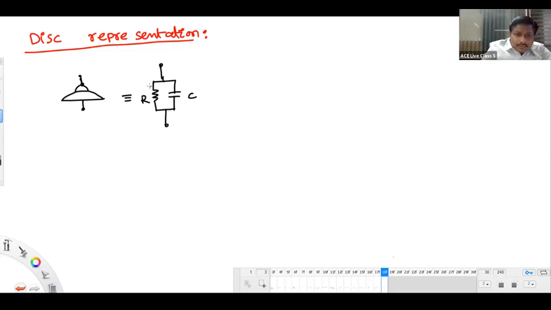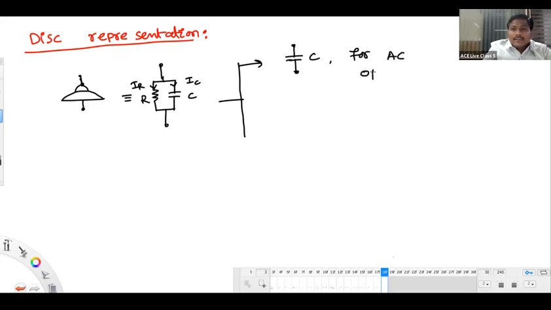But particularly for AC operation, the current flowing through this resistor, IR, is negligibly small compared to the current flowing through the capacitor. So we are going to represent this simply as a capacitor for AC operation. Why is it represented as simply a capacitor for AC operation? I already said that the IR current is very, very low compared to the current IC.